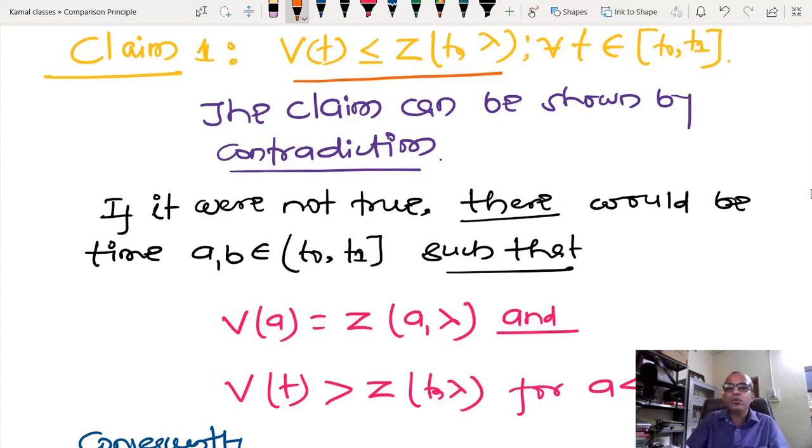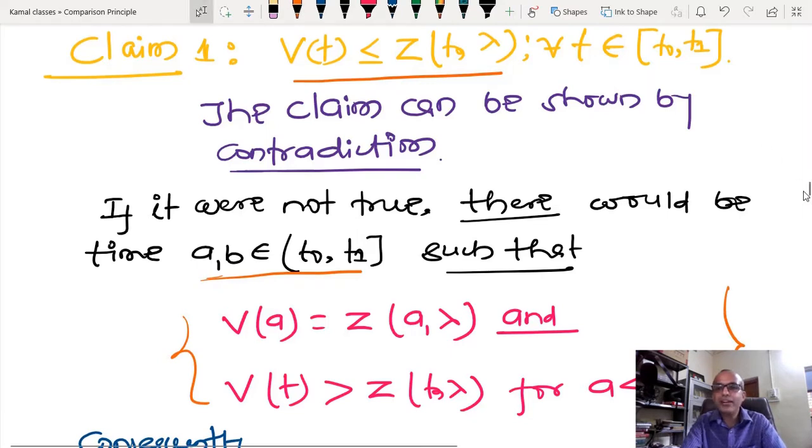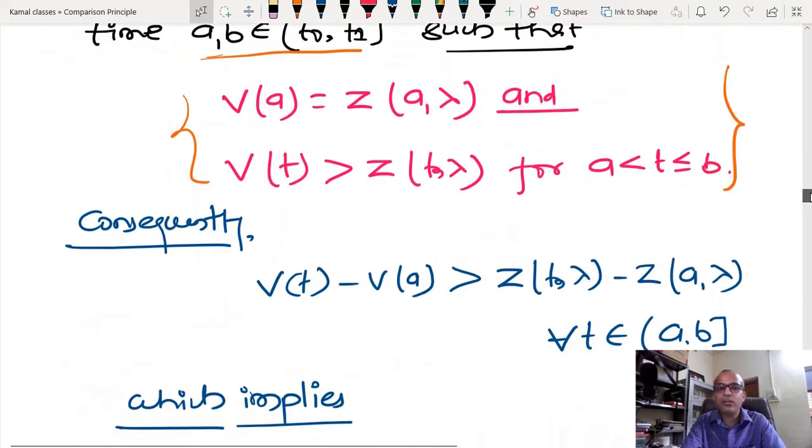If it were not true, then there would be some time interval, because I am just worrying about t0 to t1. Since I am only between this interval, somewhere, when I have started something, at that time Va equals Za lambda, and for all t between t0 to t1 this relation should be satisfied, because I am saying that this inequality is incorrect. Due to that reason, the correct inequality is this. In this way we have proceeded, and now I am going to generate some kind of contradiction.